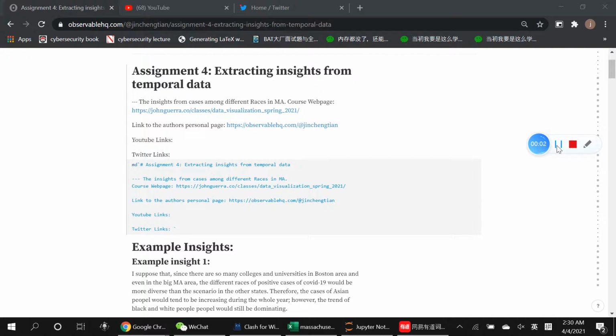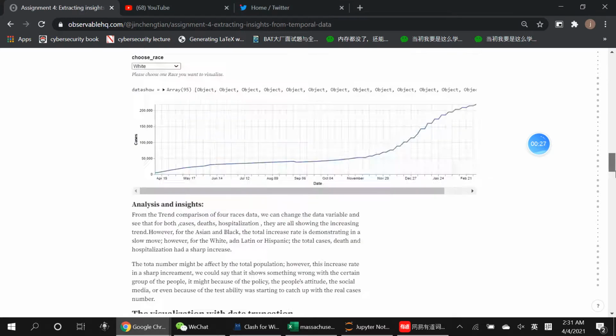This is my data visualization for assignment 4, extracting insights from temporal data. My topic is to get the insights from the COVID-19 cases among different races in Massachusetts. All of my data are coming from the COVID Tracking website.